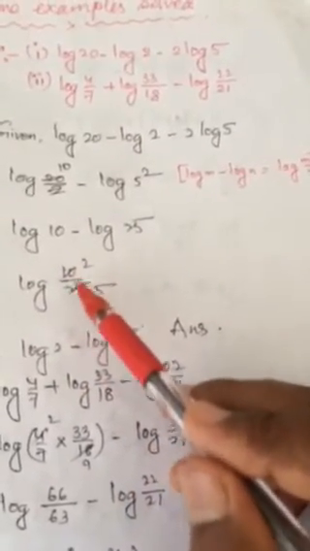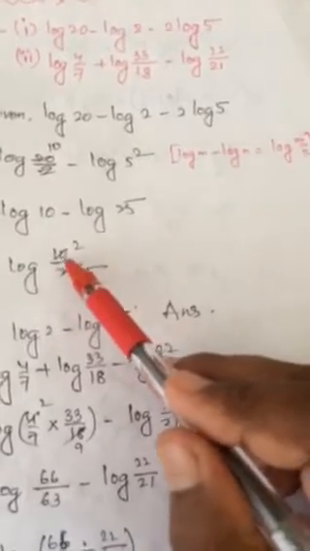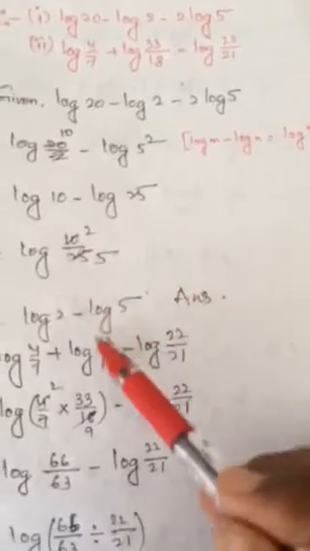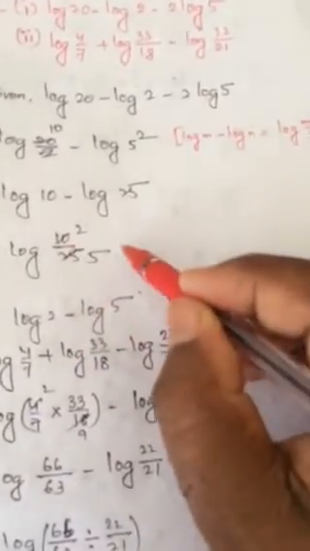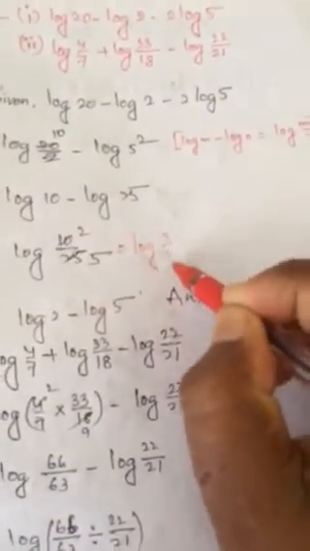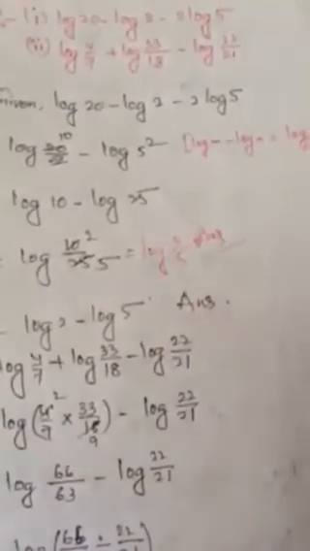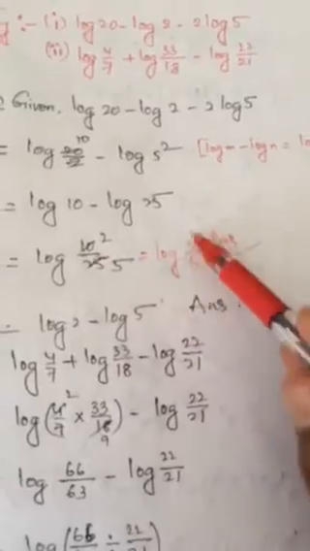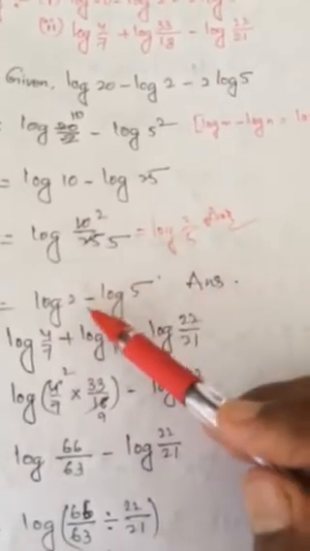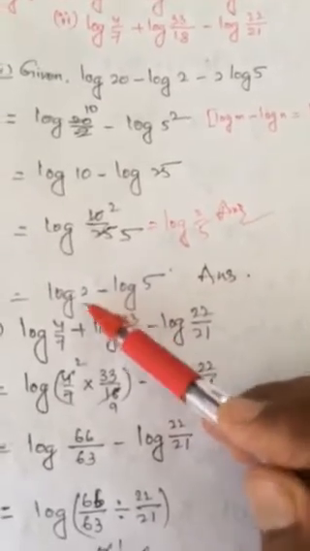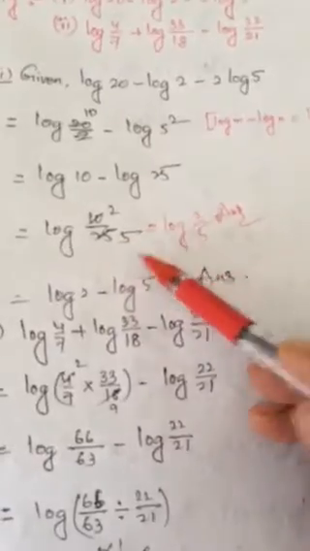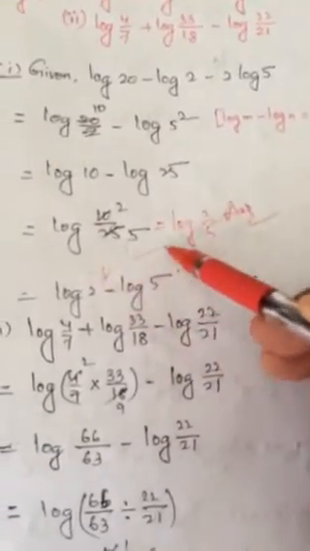Again, if you do the cancelling, 5 times 2 is 10, 5 times 5 is 25, so it comes to 2 by 5. You could have written log 2 by 5 as the answer, or division can again be written in the form of minus, so log 2 minus log 5. You can write either in this way or in this way. Both ways are correct.